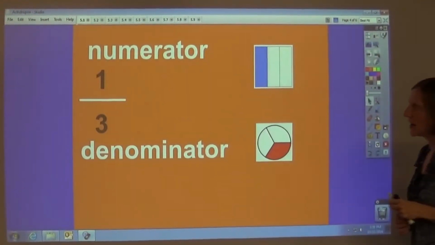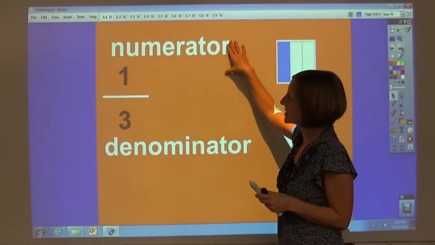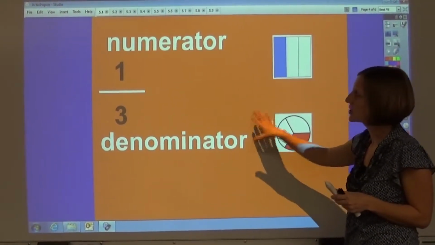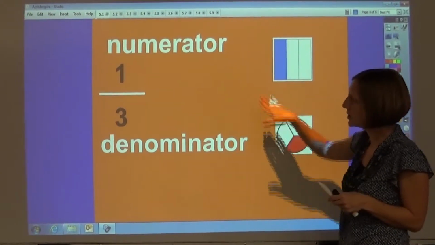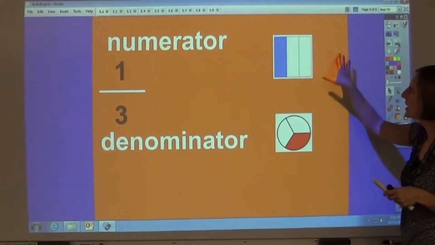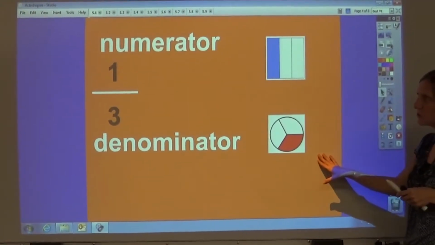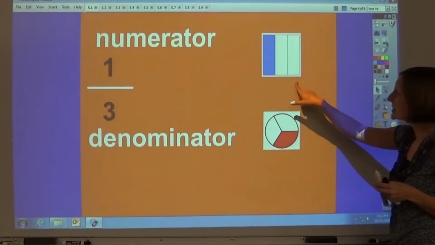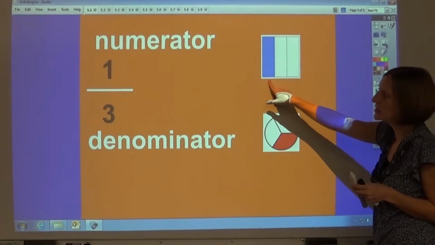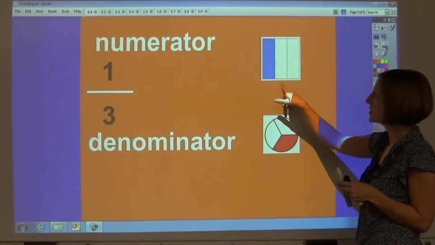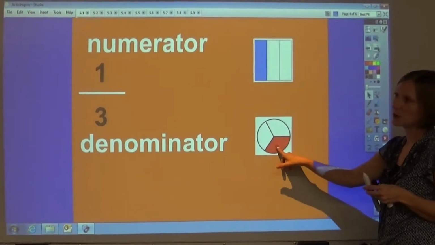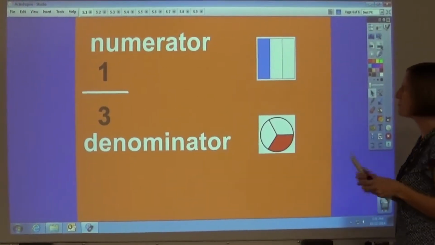When you think about a fraction, you need to remember the numerator is on top and the denominator is on the bottom. So in this fraction 1/3, 1 is our numerator and 3 is the denominator. Here are a couple of examples of what 1/3 could be. You'll notice there's 3 parts and one of them is shaded in. So the denominator tells us how many parts there are total, and the numerator tells us how many of those parts we're either using or we're looking at.